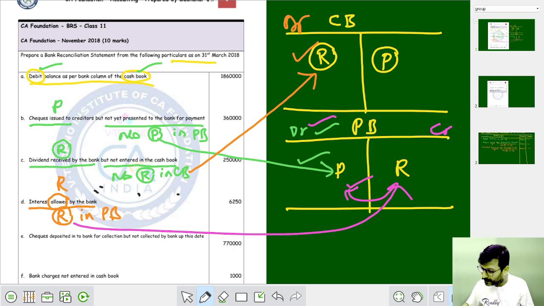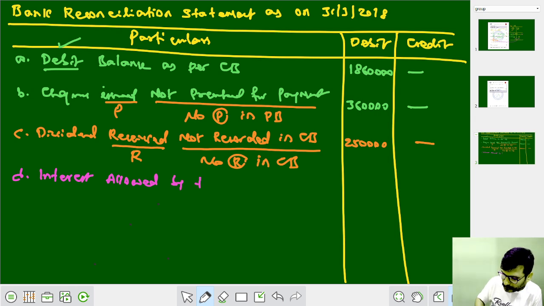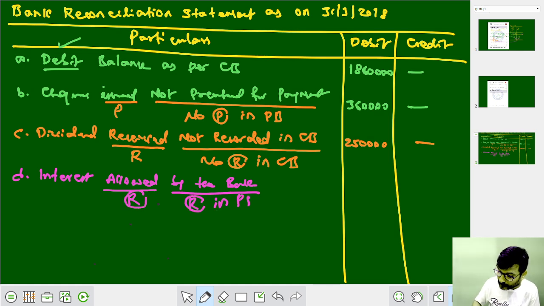So now what do we have to write here? That is point number D. Interest allowed by the bank. See my dear children, allowed means a receipt. By the bank means a receipt. In which book? That you need to have perfect knowledge of. Receipt in passbook. We have to take it on the opposite side, that is the debit side, with an amount of rupees 6,250. Fine. Let us move on to the next transaction.